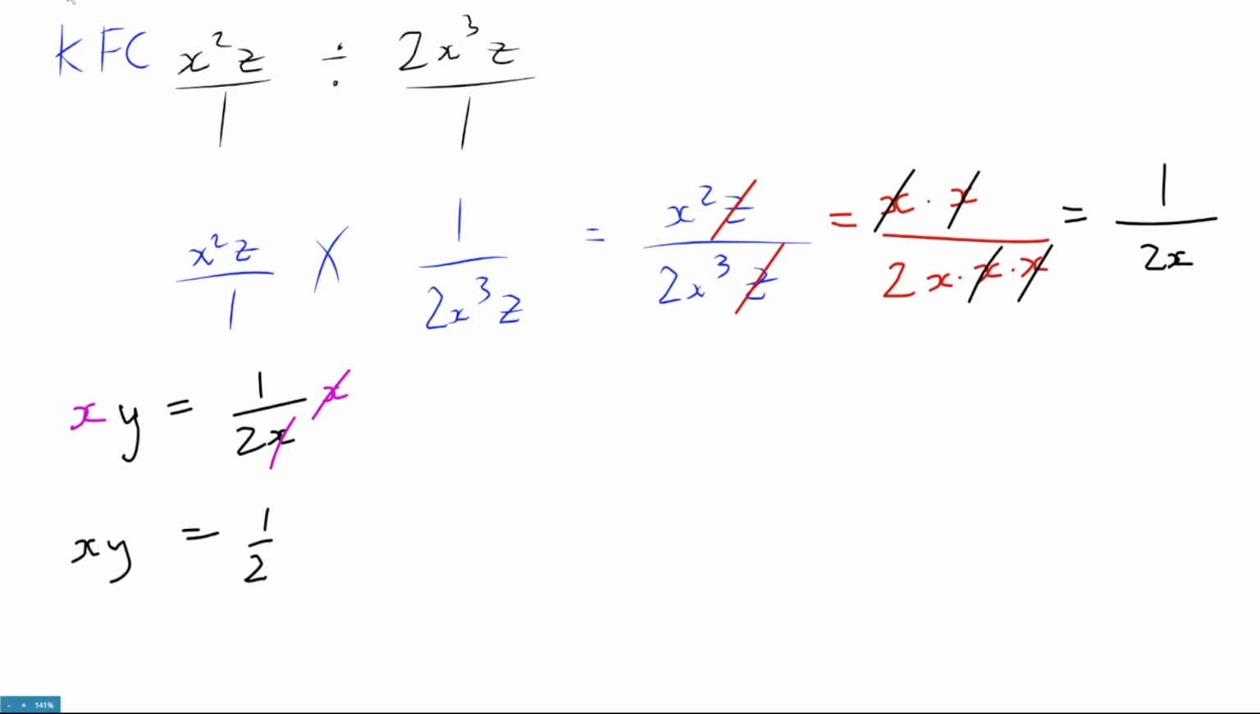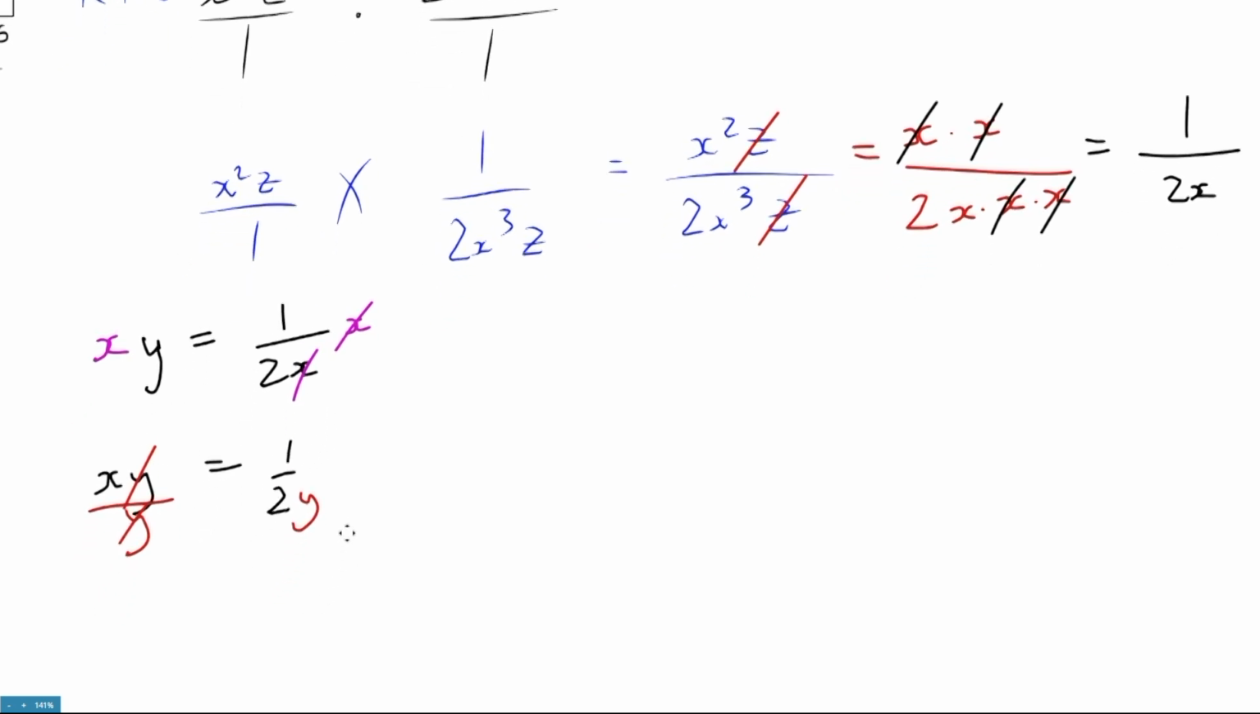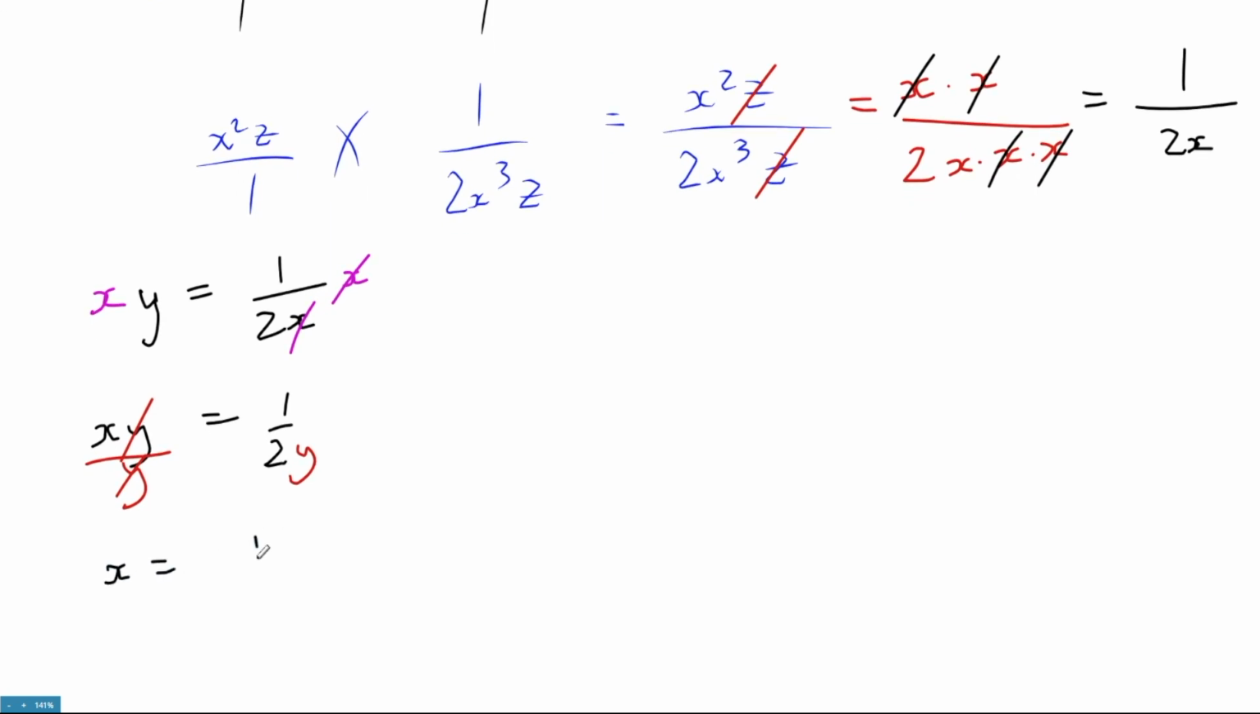And then I'm going to divide through by y, like this. Dividing through by y means y would actually go down to here on the bottom. Cancel that out. And now I've done it. I'm going to have x is equal to 1 over 2y. Okay, that's actually the answer we're looking for, because it said make x the subject.